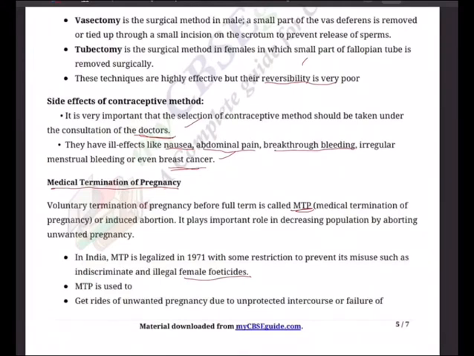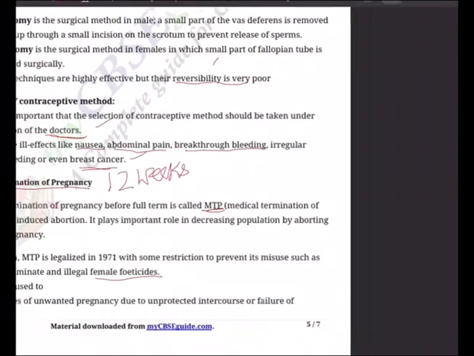MTP is comparatively safe up to 12 weeks. That one must remember. Up to 12 weeks it's safe, means up to 3 months. And the Government of India legalized this MTP in 1971. At present, MTP is legally allowed up to the 28th week of pregnancy, if the gynecologist considers the need for abortion. Remember, there are two clauses. 28th week of pregnancy. Second, the gynecologist should consider the need for abortion, not the mother or the relatives.